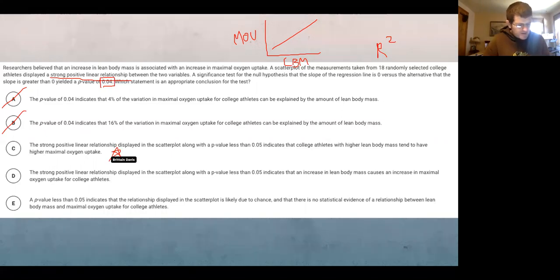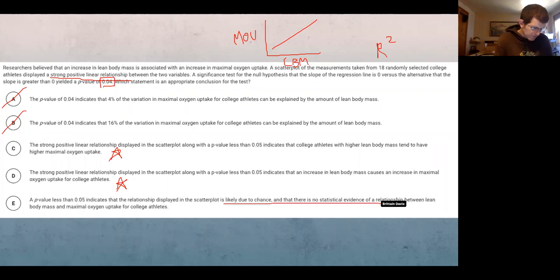I'm going to put a star next to it. The strong positive linear relationship displayed in the scatter plot along with a p-value less than 0.05 indicates that an increase in lean body mass causes an increase in maximal oxygen uptake for college athletes. Well, that's almost saying the same thing, and they both look pretty good. The next one says that the relationship is likely due to chance, no statistical evidence. Well, no, we know that it is statistically significant. So between these two, which one seems to be the better choice?